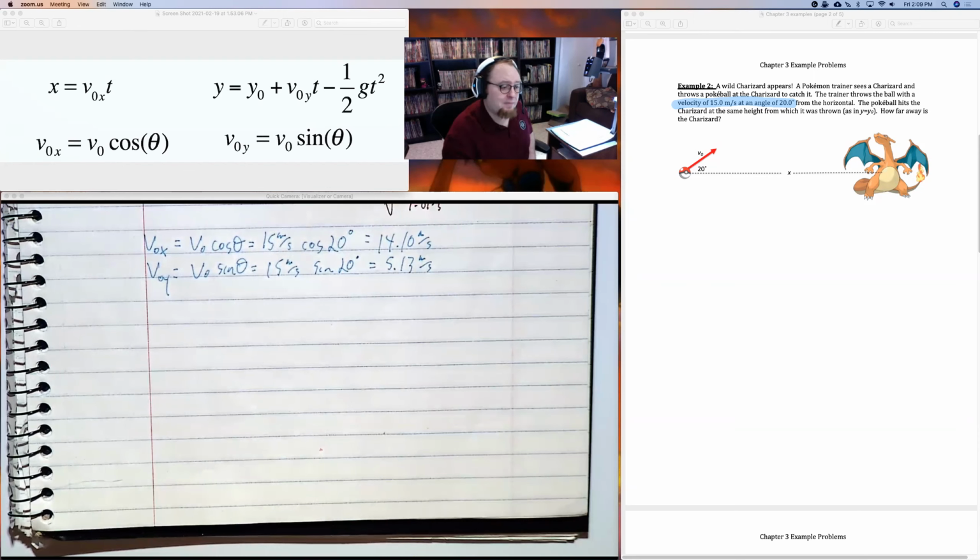Now that I'm at this point, now I can solve. I've got to figure out how. So it says, the Pokeball hits the Charizard at the same height from which it was thrown, which means y equals y naught. How far away? Well, if it's saying how far away, that means I'm looking for x. X is my unknown here. So I need to use y, but I do know y. What I say here is that y equals y naught.